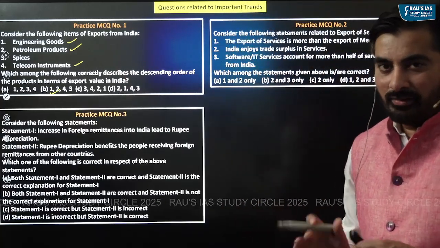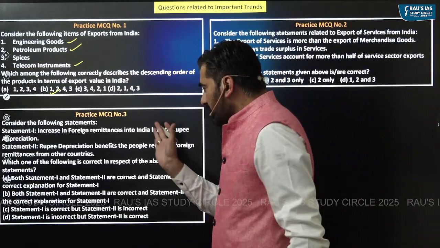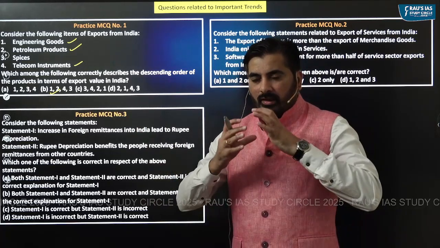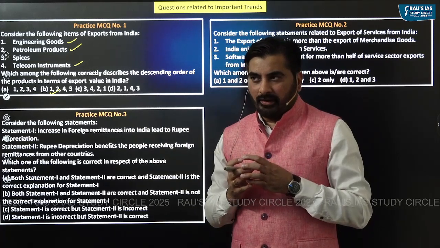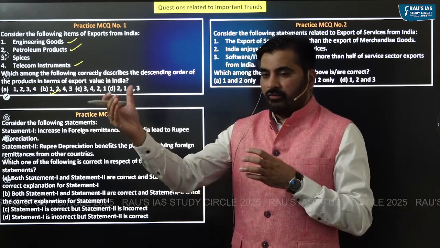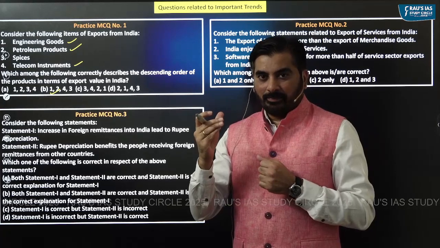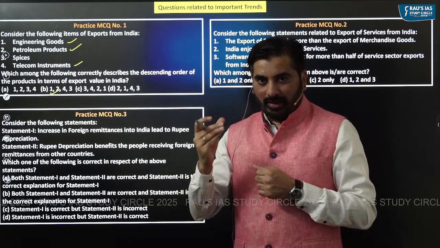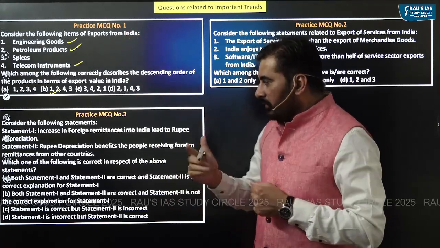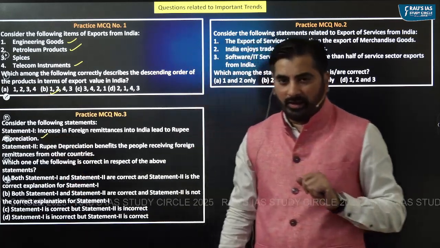Practice MCQ number 3. Let's see this question. Increase in foreign remittances into India leads to rupee appreciation. If you receive more foreign remittances into India, we receive foreign remittances in terms of dollar. So there will be more dollar inflow. If dollar supply increases, then the dollar value will reduce. And if the dollar value reduces, rupee value will increase. So an increase in foreign remittances into India will obviously lead to rupee appreciation.